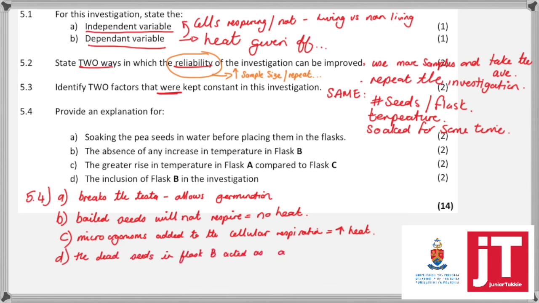Why was flask B included in the investigation? Well, it was included as a control, because how would we know whether or not respiration results in an increase in temperature if we didn't have a flask of pea seeds where we knew no cellular respiration was going to take place? We can compare in each of our flasks then the increase in temperature. So flask B was there to act as a control for comparison with the other flasks in this investigation.